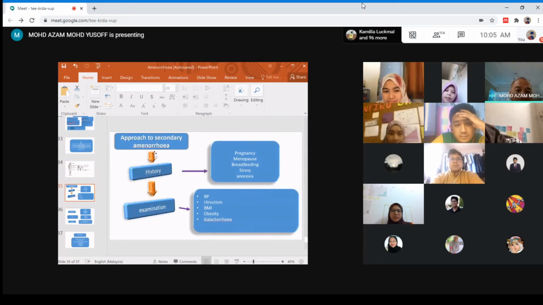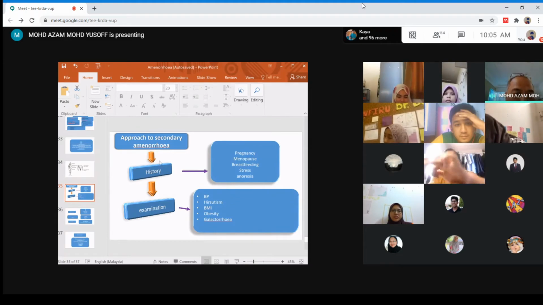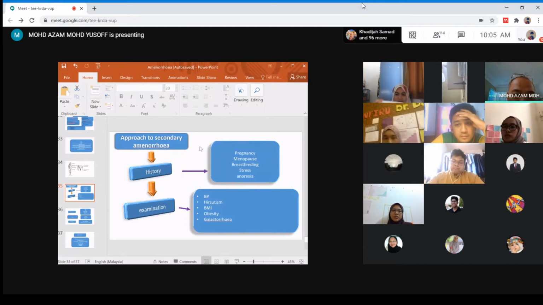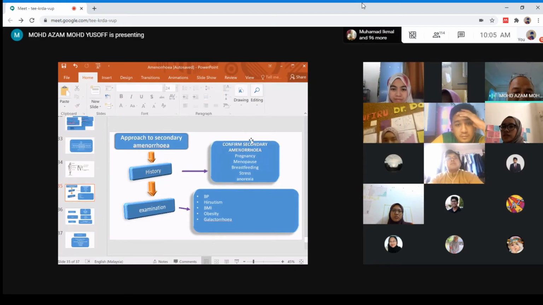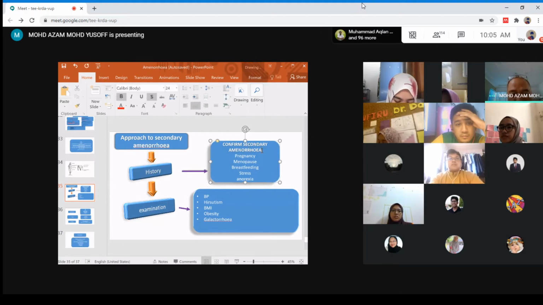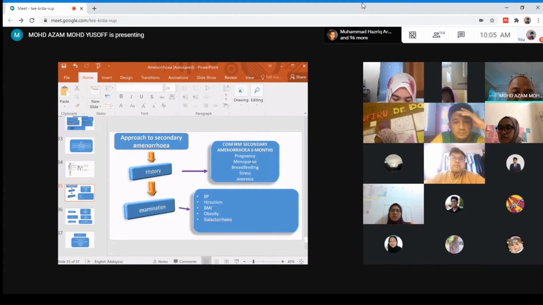Okay, what is the approach to secondary amenorrhea? Again, history. First, you have to confirm whether the patient has secondary amenorrhea or not. For secondary amenorrhea, you have to make sure that the patient was having menses previously. She had menses, now she doesn't have menses. That means secondary amenorrhea, and it has to be 6 months.